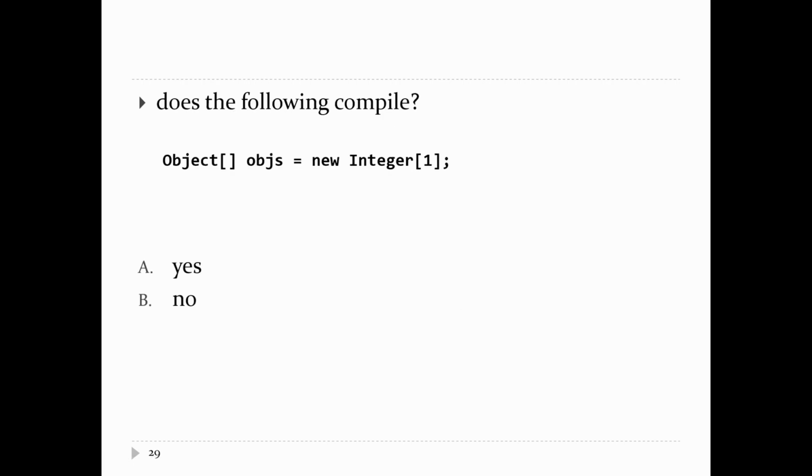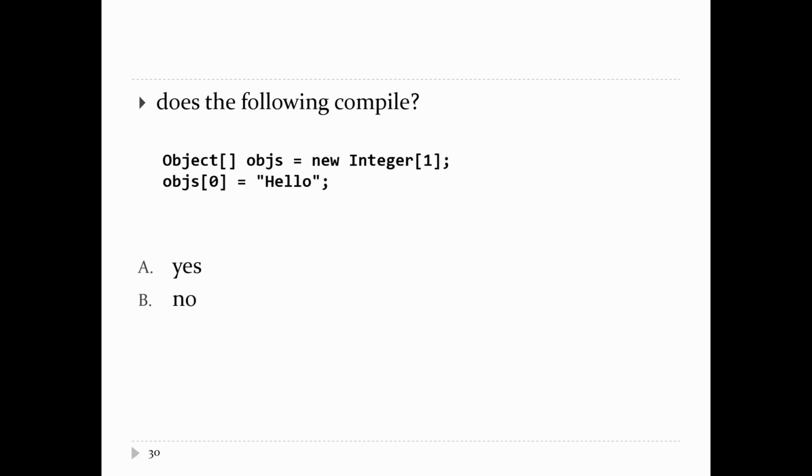Okay, so what does that mean? So here's my array of object, my variable objs. What type of array can I store in this variable? Well, I can store any array of reference type in that variable, right? So if I make a new array of integers, I can store a reference to that array in objs. So that does compile.